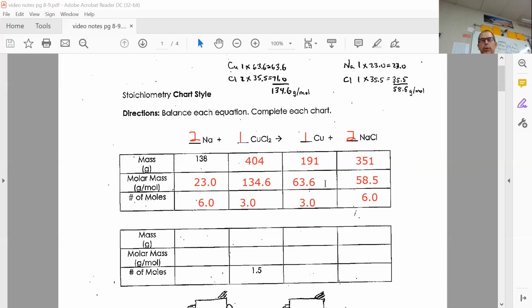Sometimes you're asked about moles. A lot of times you're asked about the masses of these things, and then you can solve that. Now, a way to double check to make sure you're right, remember conservation of mass. My two reactants should add up, 138 and 404, to equal the mass of the products, 191 and 351.